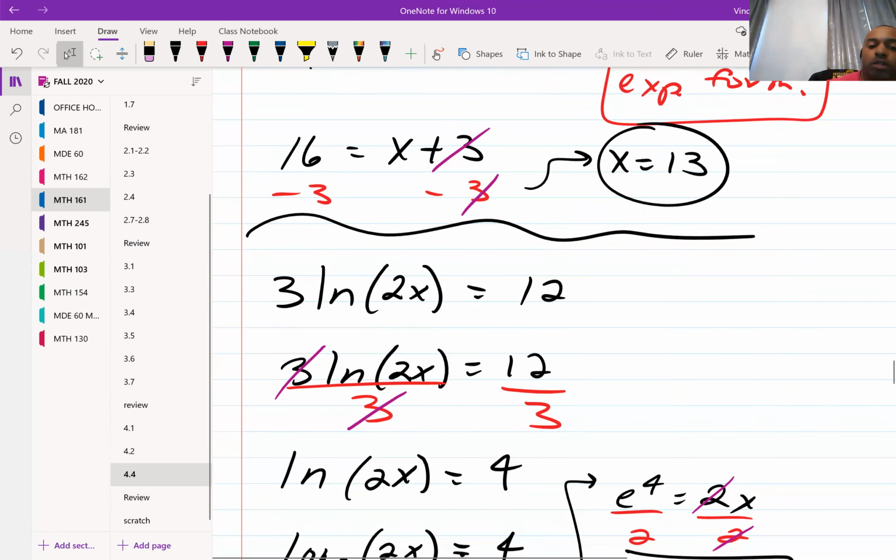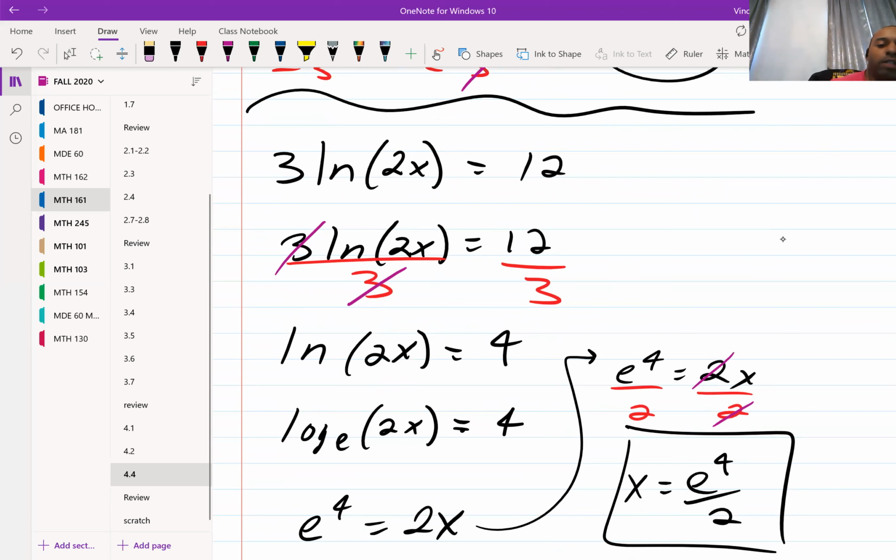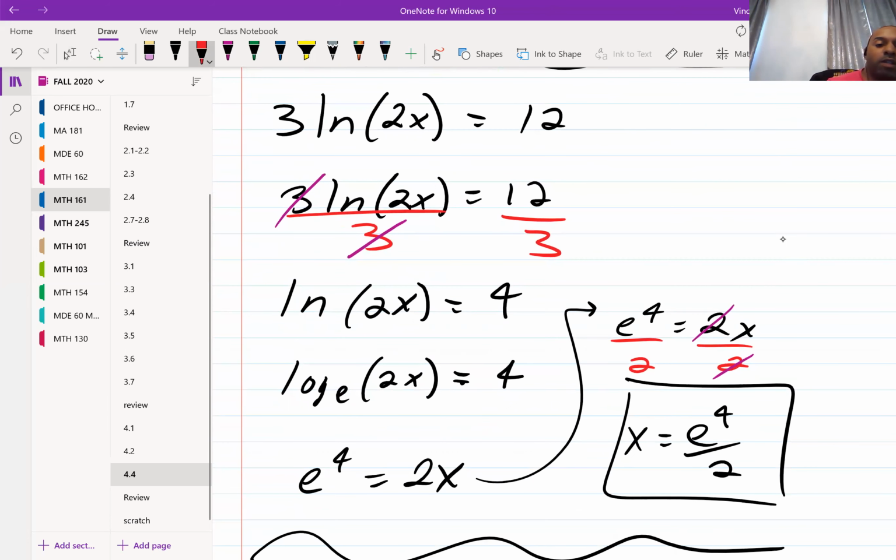All right, so don't forget the natural log is the same thing as log base e. So remember this method, we're talking about changing your log to exponential form. So that's what we did here. E is my base. So it's going to be e to the 4th power equal to 2x. Then divide both sides by 2. And your answer is e to the 4th over 2. All right, questions? Any questions?